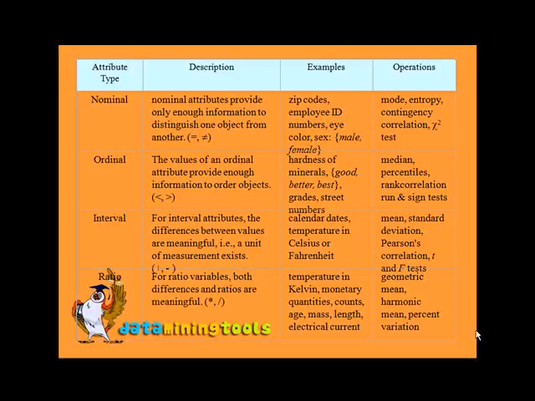Ratio attribute. For ratio variables, both differences and ratios are meaningful. Examples are temperature in Kelvin, monetary quantities, counts, age, mass, length, and electrical current. The operations are geometric mean, harmonic mean, and percent variation.